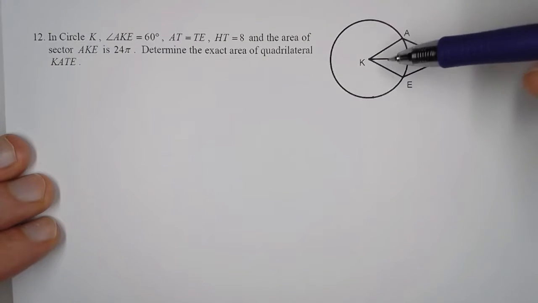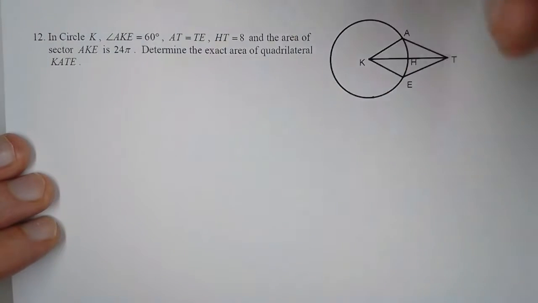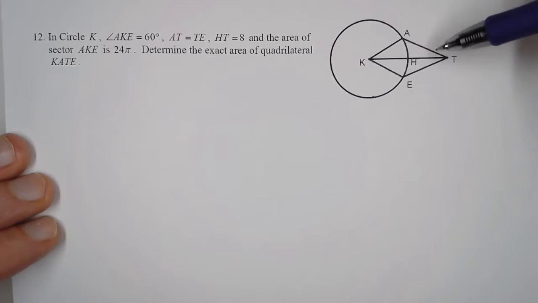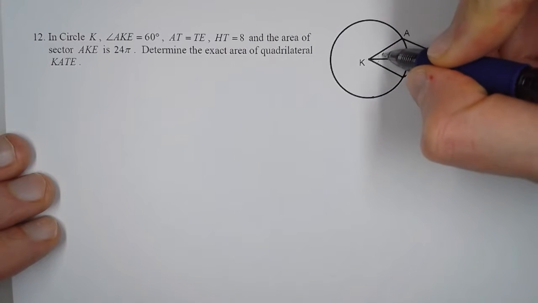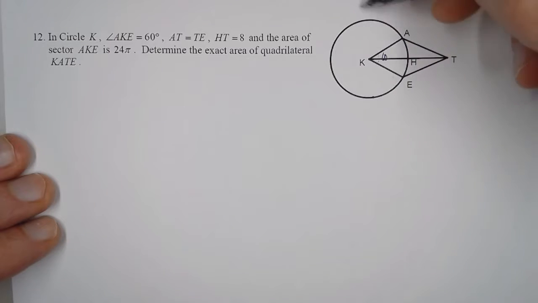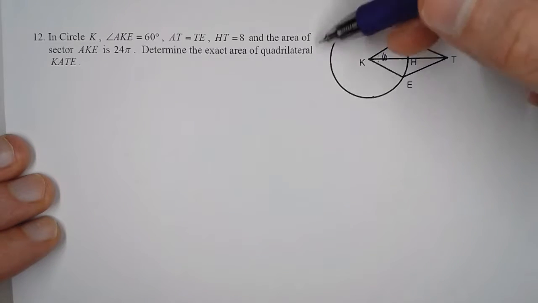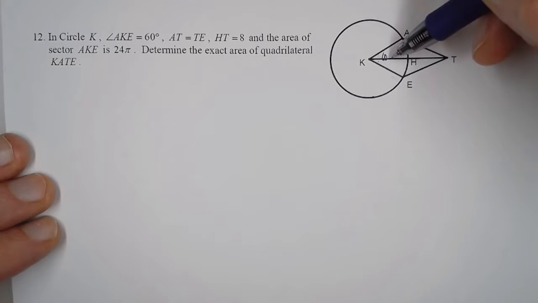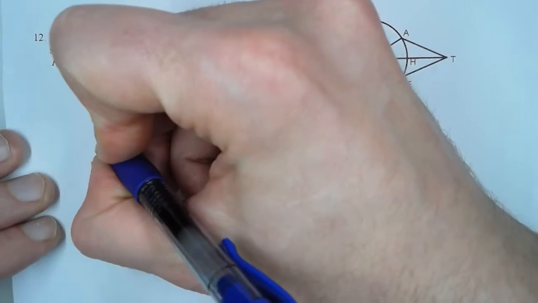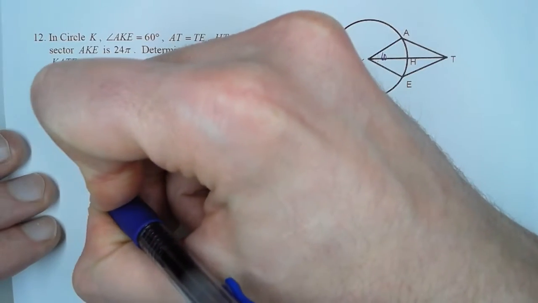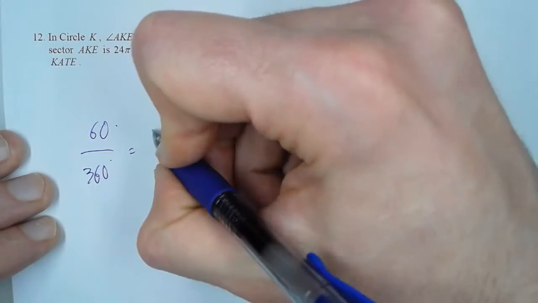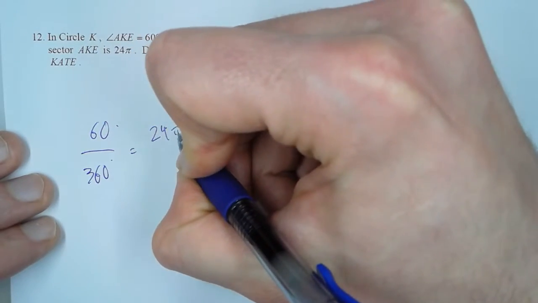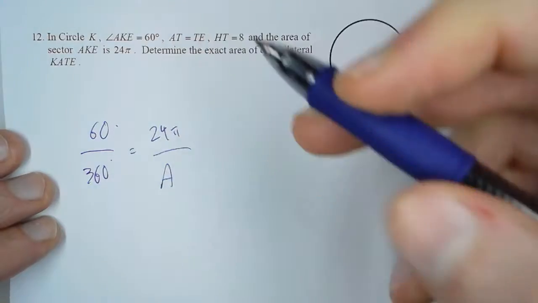Okay, we're going to start with the sector. The sector is a piece of the circle. Now they told us that angle AKE is 60 degrees. Now, an entire circle represents 360 degrees. This is only a piece of it. So what we've got is a proportion. Part to whole equals part of the area to the whole area.